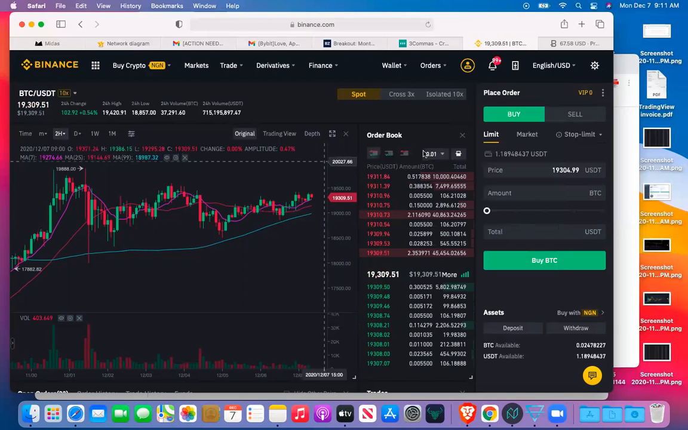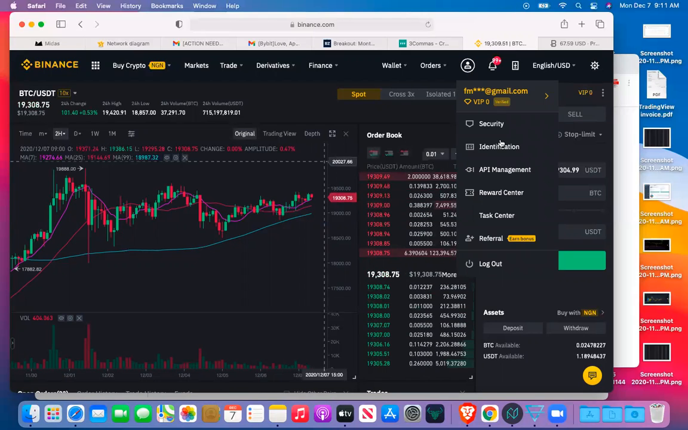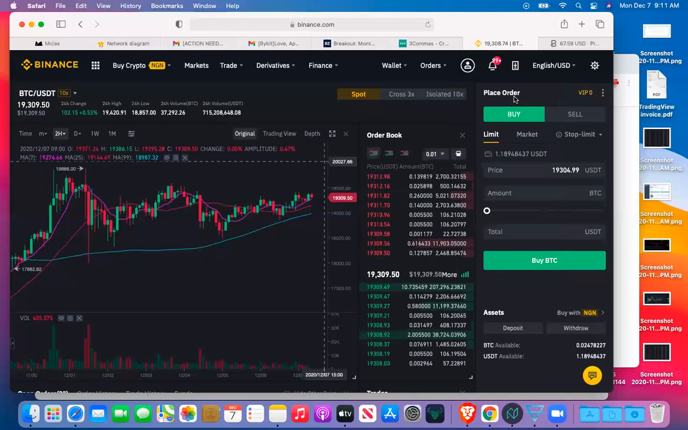When you open your Binance, there's something you need to do. The money in your spot account or spot wallet cannot be in your future trading. So the money in your spot account cannot be in your future wallet. So you will need to move the money.